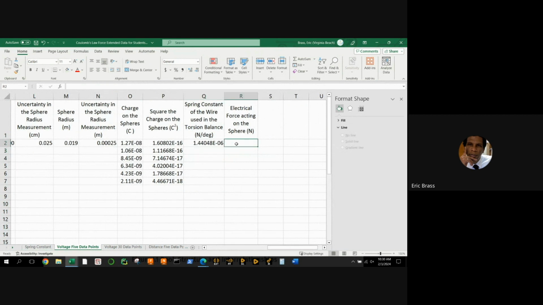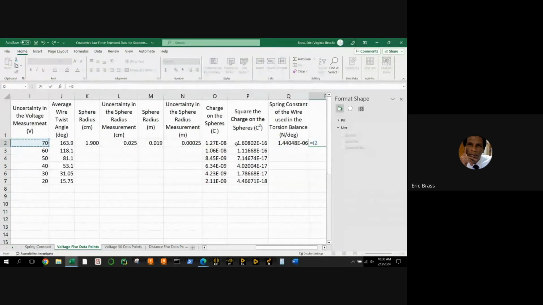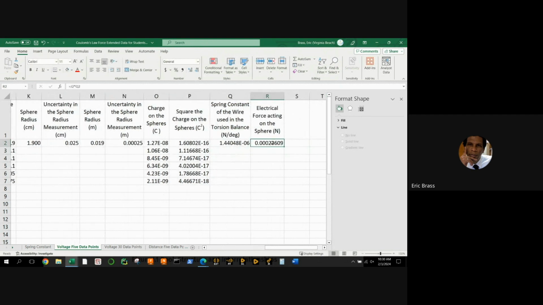But we have our electric force is equal to the average wire twist angle times our force constant. Now, of course, I can do the same thing that I did before. You guys are going to see that I'm not getting appropriate numbers. So what I want to do is select on Q, hit F4.